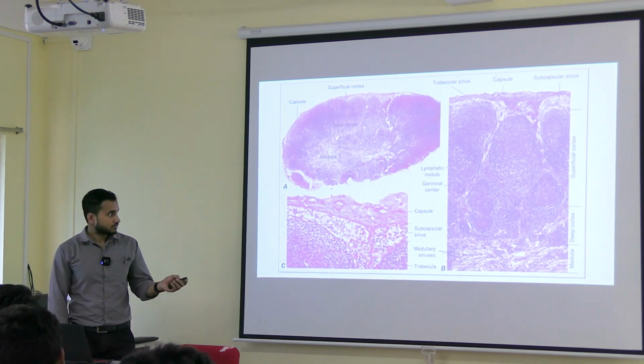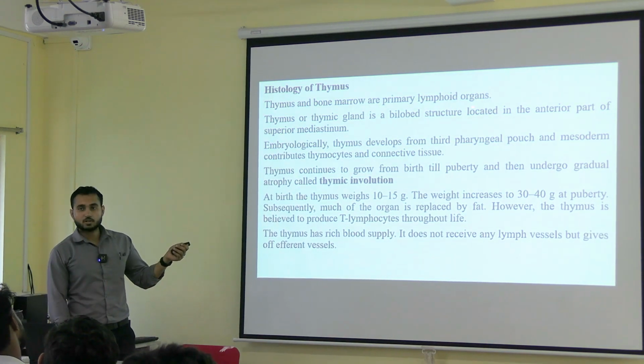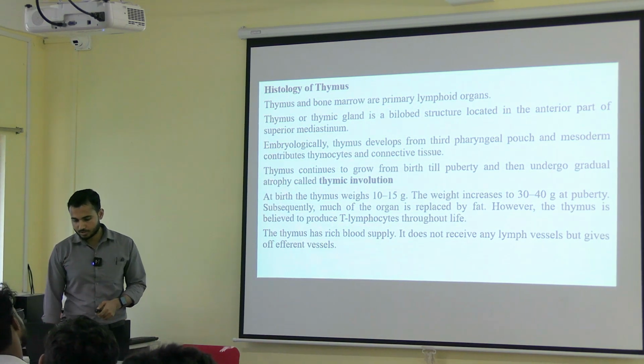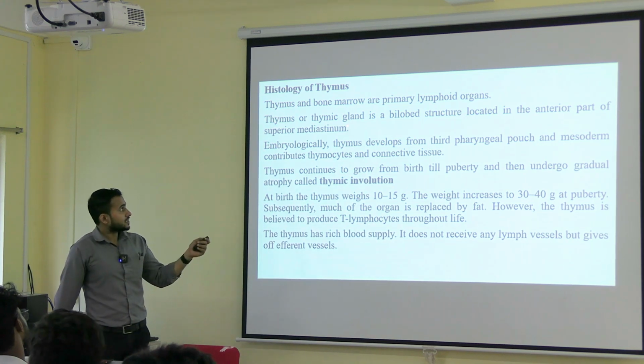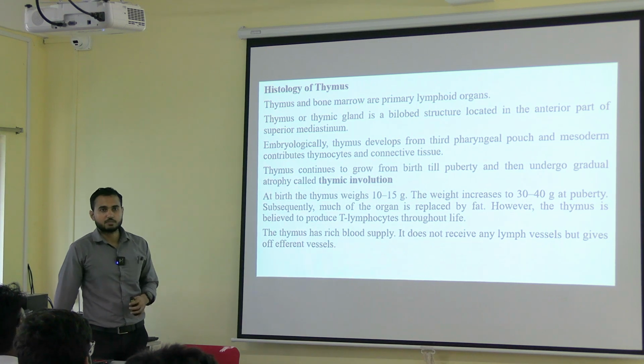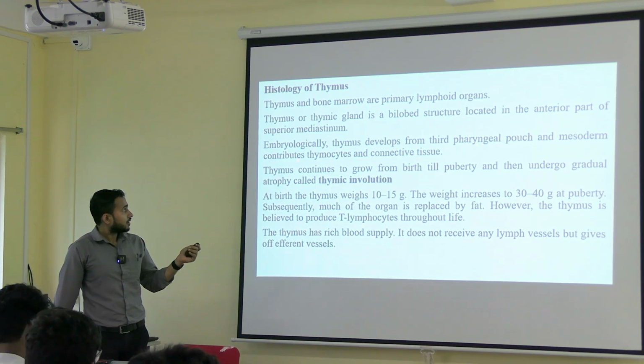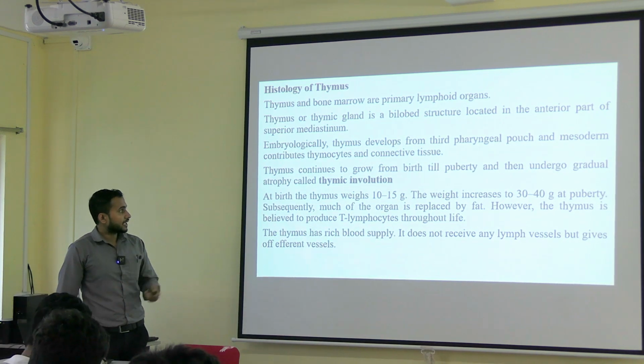ठीक है, so thymus and bone marrow, these are primary lymphoid organs. Okay, these are primary lymphoid organs. Now if you see the thymus, it is a bilobed structure located at the anterior part of superior mediastinum behind the sternum. Okay, how does it develop? It develops from the third pharyngeal pouch, and mesoderm contributes the thymocytes and connective tissue.